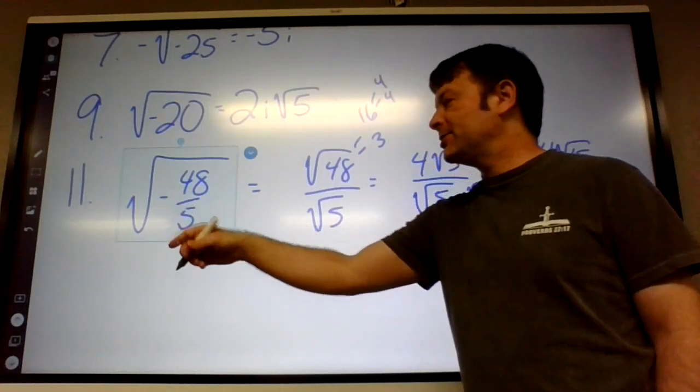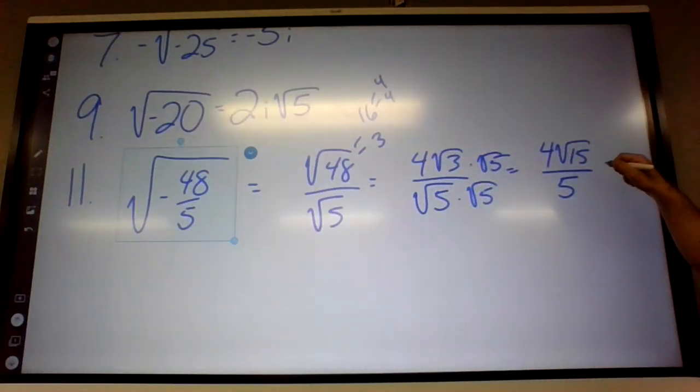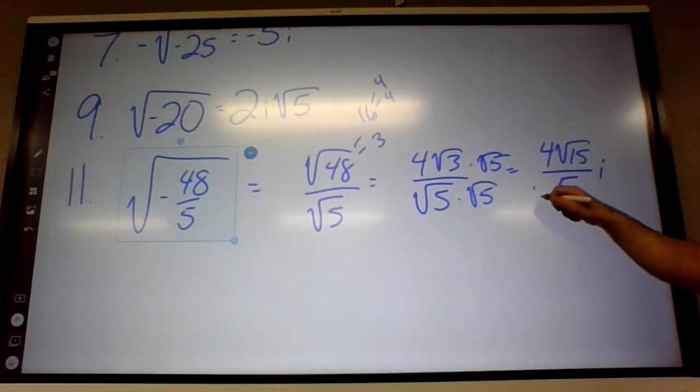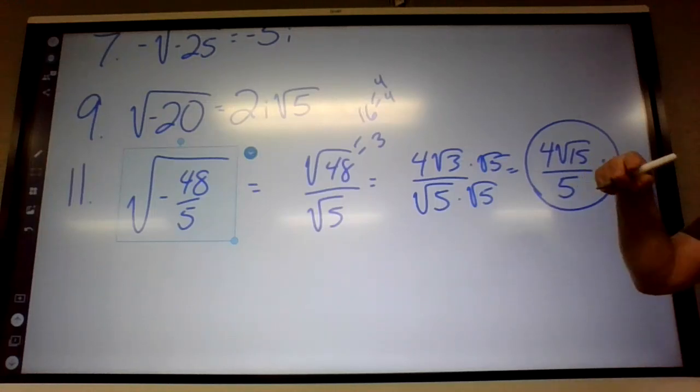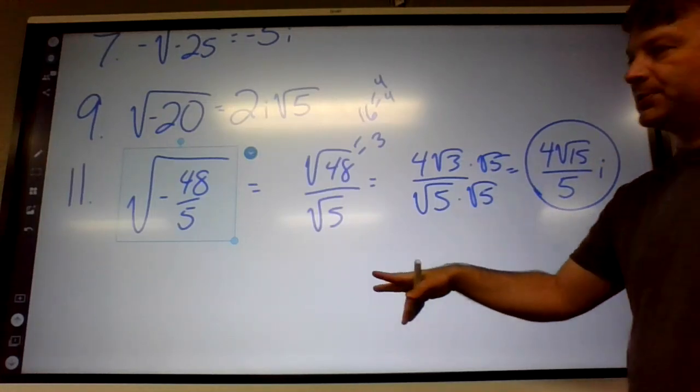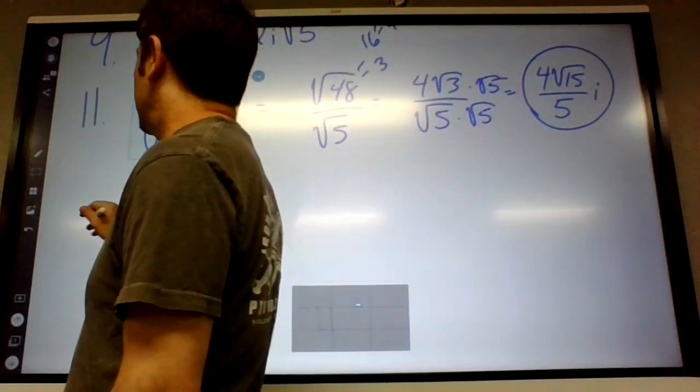The i is part of the answer. If it's a fraction though, the i goes right there. What if it's like square root of 2? Then does the i go on the outside by itself? Square root of 2 does not simplify. Yeah, i goes in front of the square root symbol. So it'd be i square root of 2.